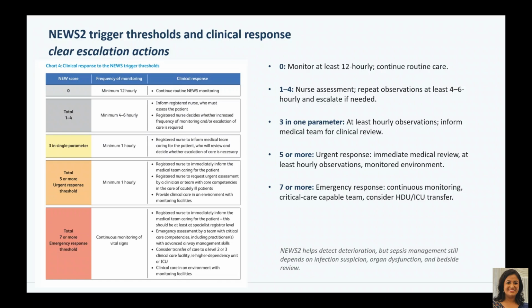So if you are in the red zone, or if your NEWS score is 7, it says that the patient needs continuous monitoring. The patient has to be shown to the seniors, and has to be transferred to the HDU or ICU. Okay, so these patients have to be monitored and treated very quickly. This is something that I think we are lacking in this institution. So if you can implement this, I think we can have a better patient outcome, isn't it?